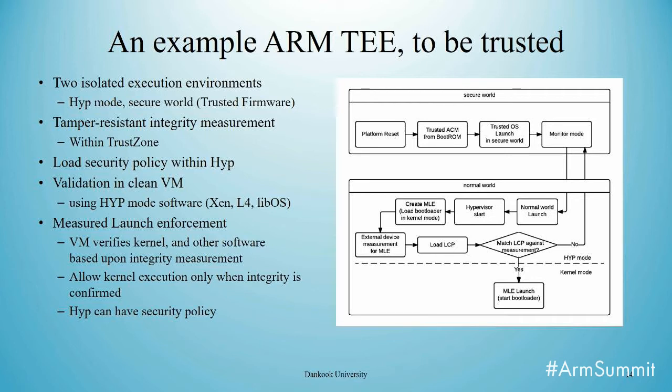So there is the secure world, the existing TrustZone, and we can take advantage of hypervisor software. Hypervisor software and TrustZone give two isolated execution environments. Tamper-proof measurement can be conducted inside TrustZone as it is, and you can load security policies within the secure virtual machine and validate inside the virtual machine. You can think of many hypervisors like Xen or L4, or different kinds of library operating systems with some lightweight hypervisor. Then we can implement a measured launch environment, meaning that you can execute a program only after it is verified.